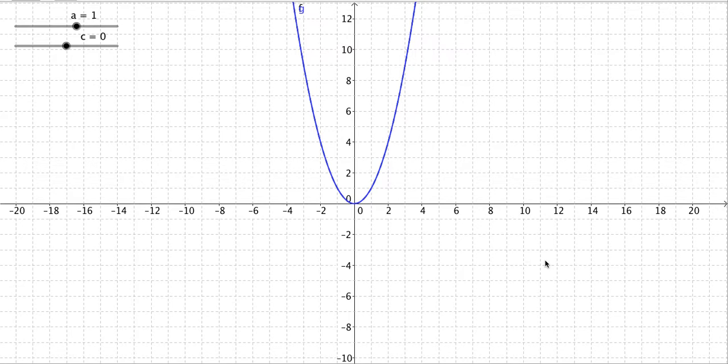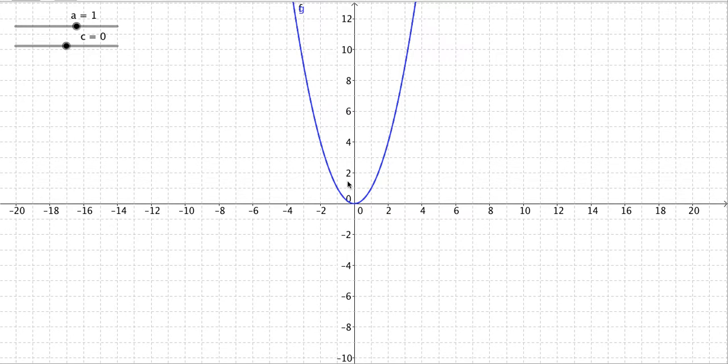All right, what you're looking at here is the graph of the parent function of a quadratic, which is y equals a times x squared. What we're also going to look at today is if I put a plus c at the end. So that would be an example like 2x squared plus 4 would be an example of this type of function.